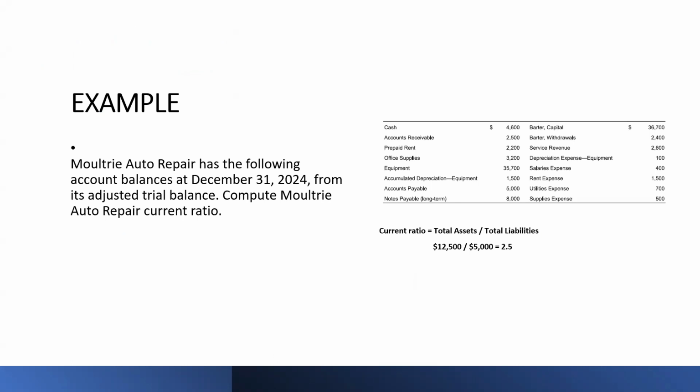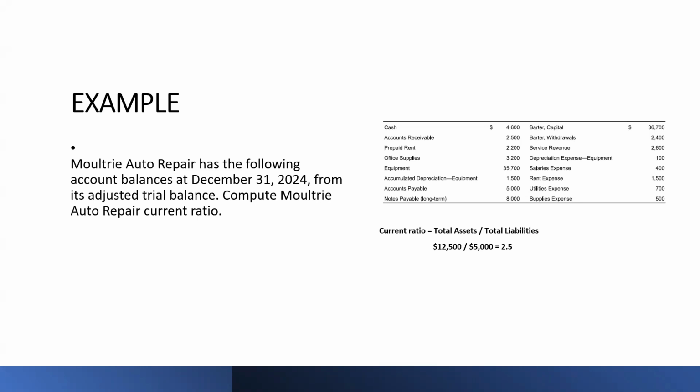Here is an example of a problem. Remember, before we proceed, current assets are those assets that are expected to be converted into cash or used up within 1 year or the normal operating cycle of the business, whichever is longer. Examples of current assets are cash, accounts receivable, prepaid expense, office supplies. Those are examples of current assets.